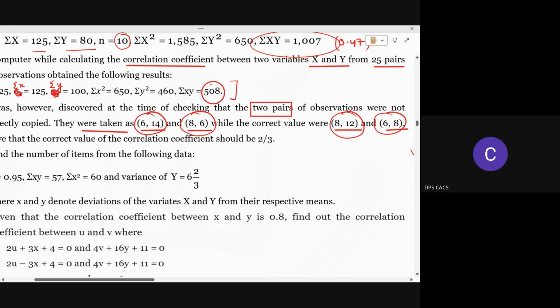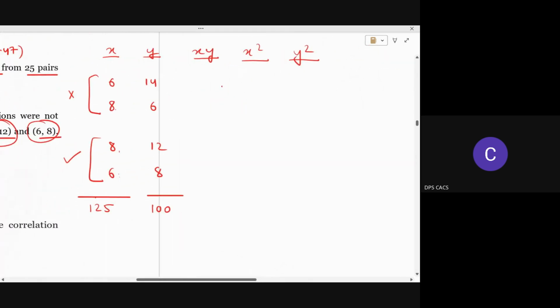Third column. What is the total given in question? 508. Now 508 is the wrong total. I want to correct it. How will you correct? Sir, if you have written 6 in X and 14 in Y, then what have you written in XY? 6 into 14, 84. Any problem? 8 in X and 6 in Y, 48. 8 into 12, it should be there. And 8 into 6, again 48 should be there.